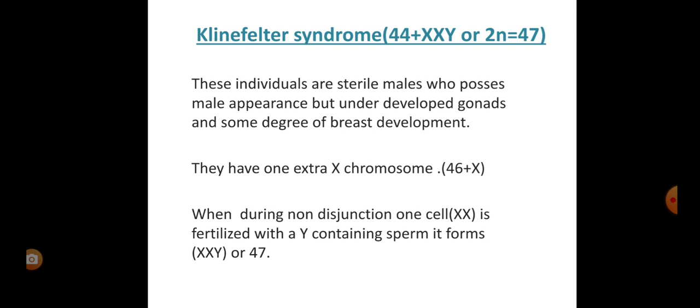So when, during non-disjunction, the XX egg cell is fertilized with the Y bearing sperm, what will be the combination? XXY. In a normal male, what is the combination? XY. But in case of Klinefelter syndrome, one X chromosome is extra, that is XXY. So the total number of chromosomes in this individual is 47, so it is 44 plus XXY, total 47.